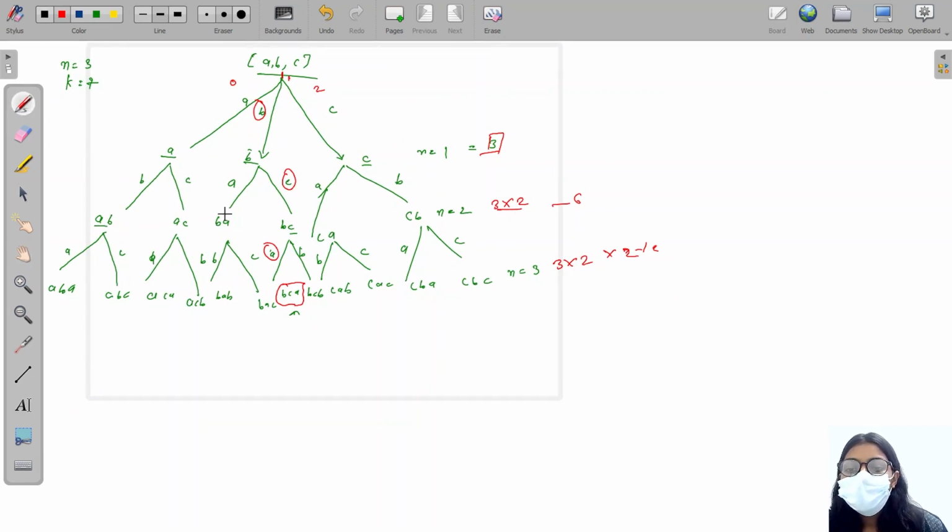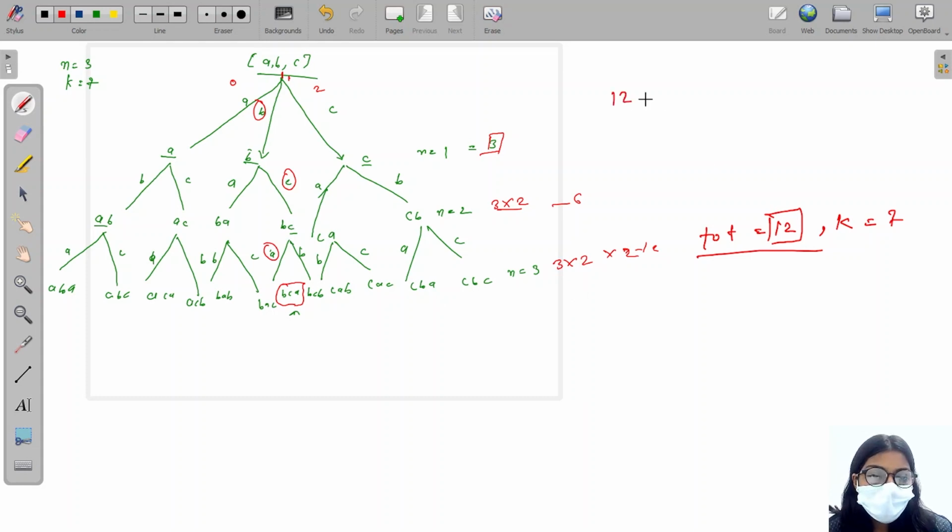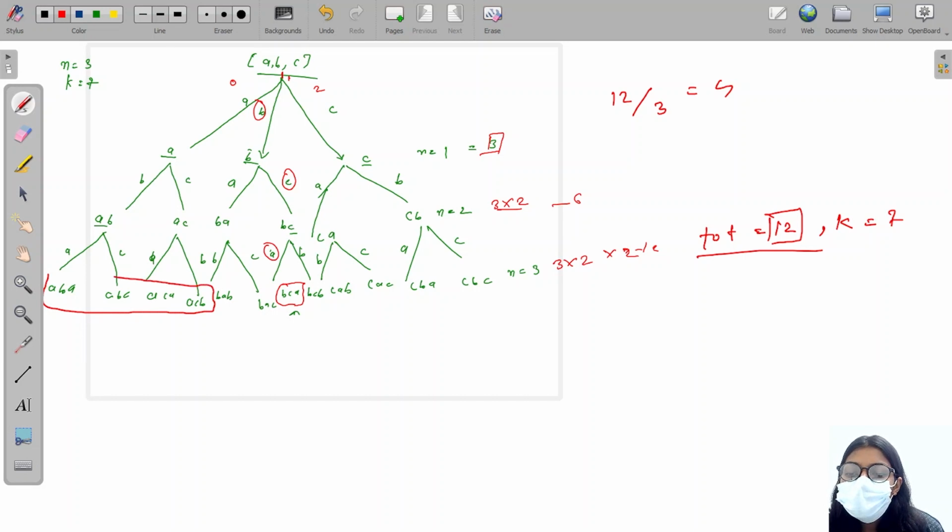Here, total number TOT is equal to 12, right? My K here is equal to 7. Now these 12 strings are made up of only 3 characters, right? So these strings are divided into 4 parts. There are parts for A, then for strings starting with B, then for strings starting with C, right? Here also total is 6.